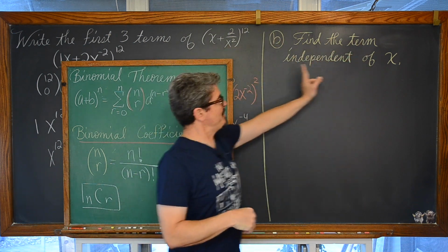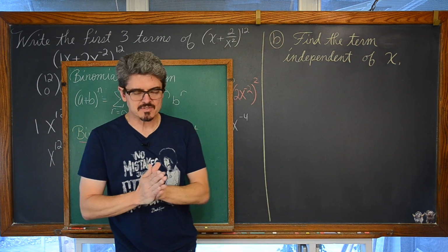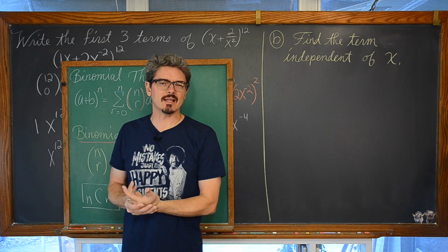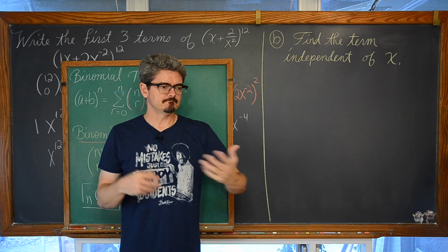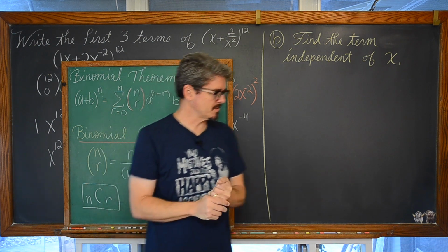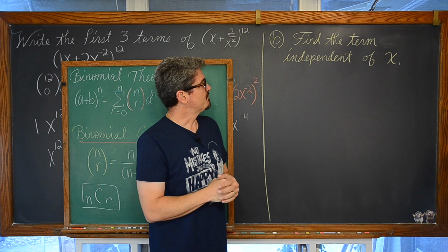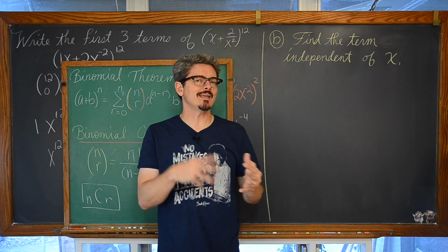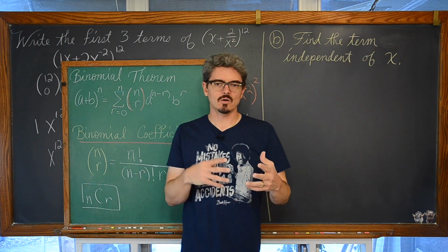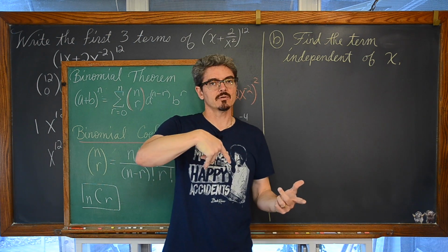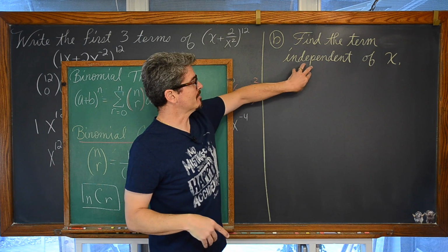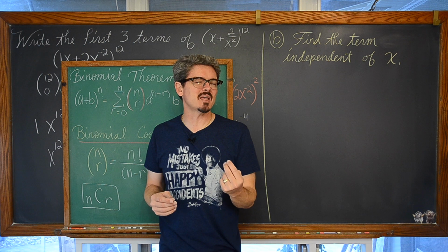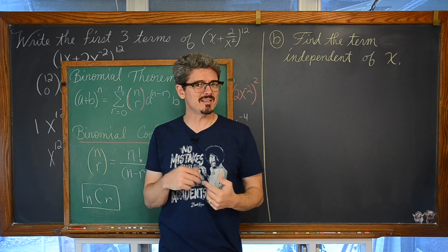Find the term independent of x. Now, I was teaching out of a brand new book the last couple of years, and I had never seen a question that read like this in my previous math books. So this one threw me off a little bit at first. Find the term independent of x. Independent in statistics is like where one event is not affected by another. So a term that's independent of x means the term is going to be the same regardless of what x is.